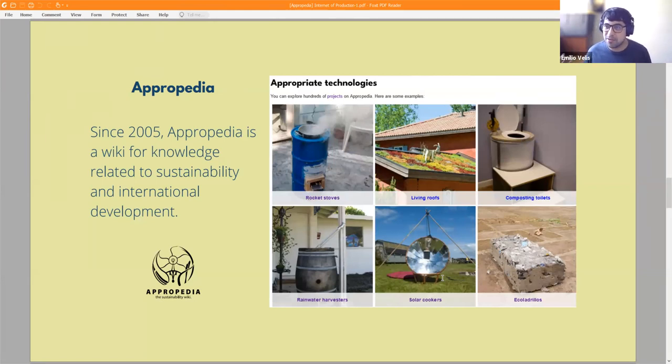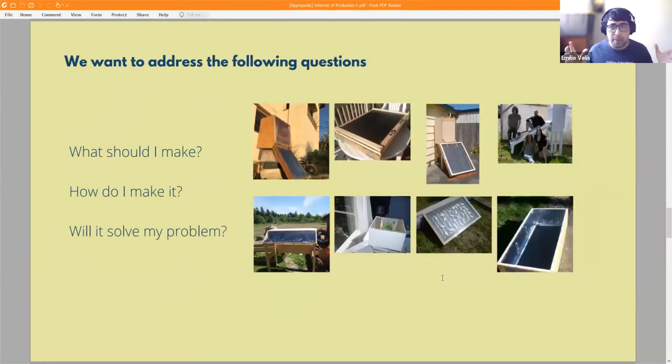So with this in mind, since 2005, Appropedia has gathered hundreds and hundreds of different designs for the real world and documented projects, some of which come from ideas to deployed devices that are working to solve sustainability problems or international development ones. And we want to address three main questions. The first one is, of all the different designs or devices that are very similar or fulfill different functions, which should I build? How do I do that? And then, will it solve my problem?